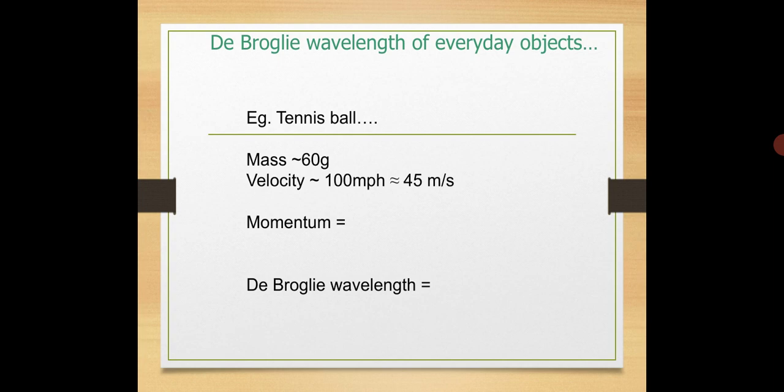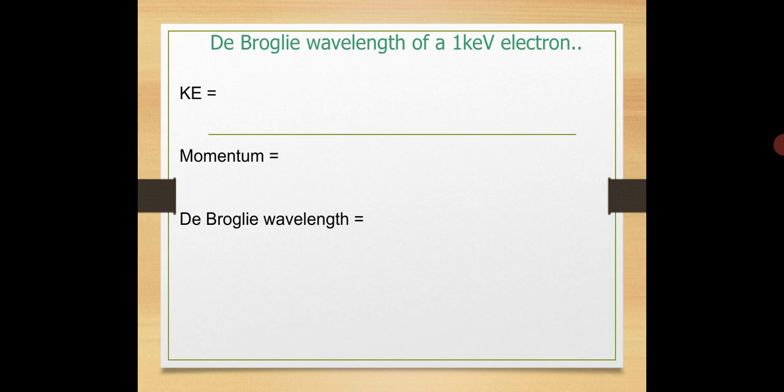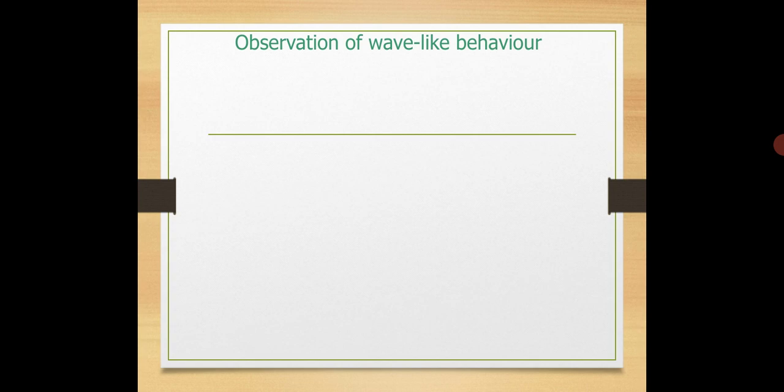Now for example, if we consider a tennis ball having mass of 60 gram and velocity 45, then what should be its momentum? You have to calculate it. What should be its kinetic energy, and what should be its de Broglie wavelength?